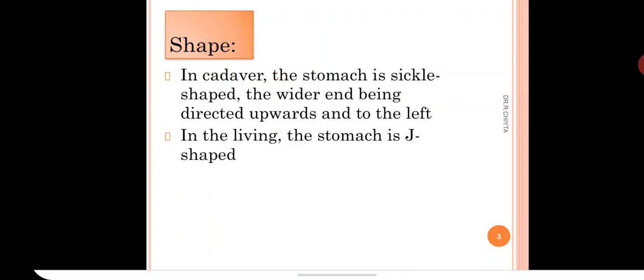Shape of the stomach. It depends on whether it is in the cadaver or in the living. Again, in the living, it depends on the types of the persons. In cadaver, the stomach is sickle shaped, the wider end being directed upwards and to the left. In the living, the stomach is J shaped. It depends on the personality of the persons.